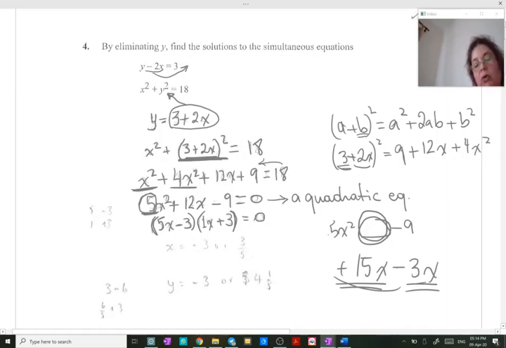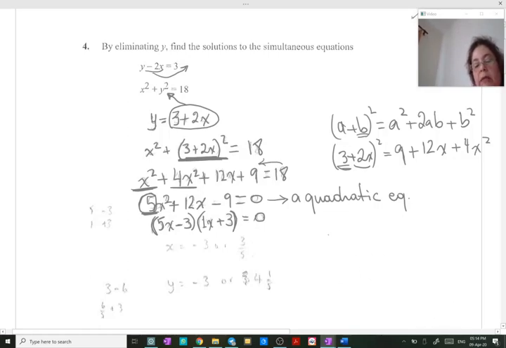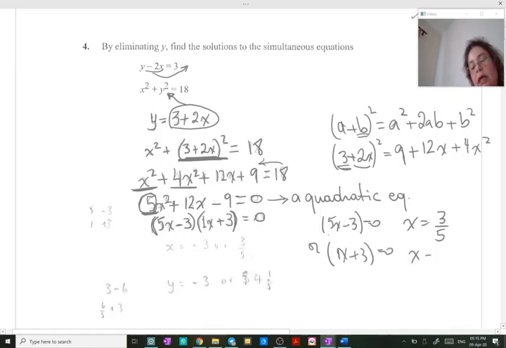Now how to solve these two factors? You set the first factor, 5x minus 3 equals 0, and then you say x equals 3 over 5, or you set x plus 3 equals 0, and then x is equal to minus 3. So the two solutions are x equals minus 3 or x equals 3 over 5.